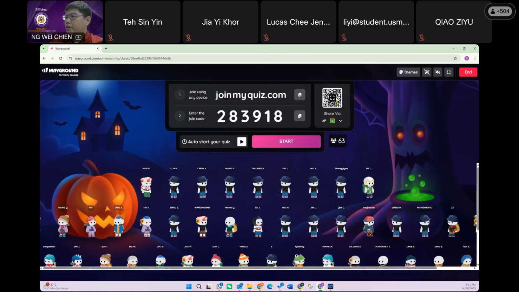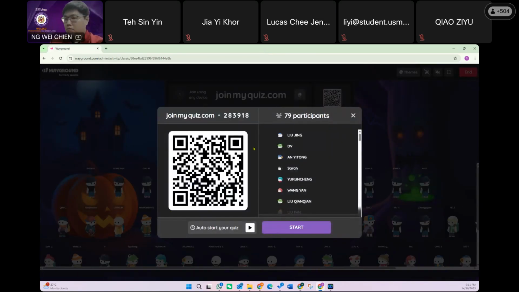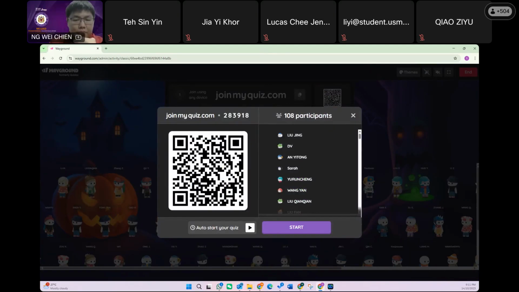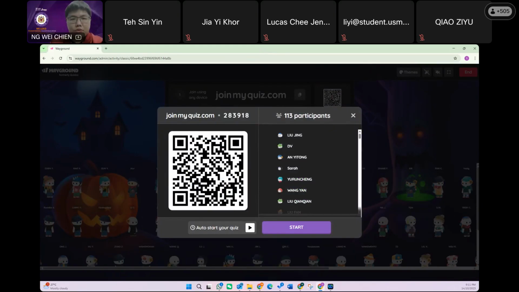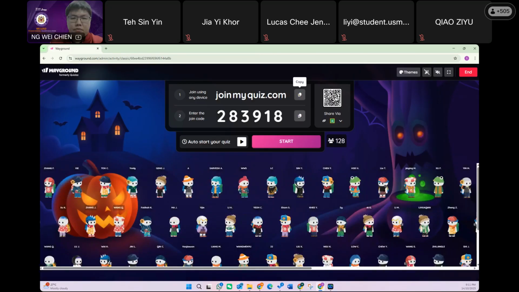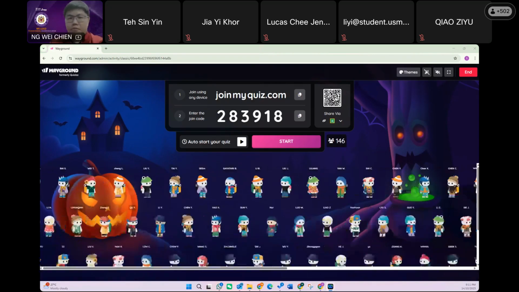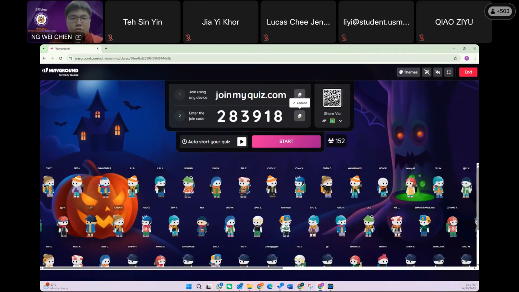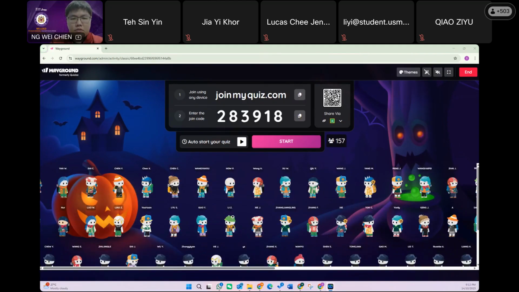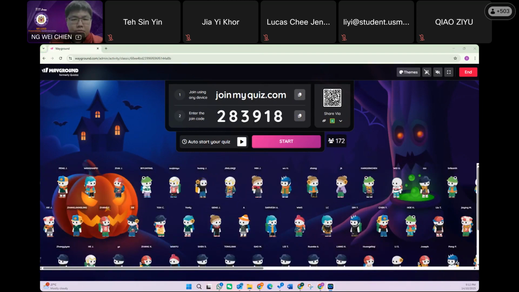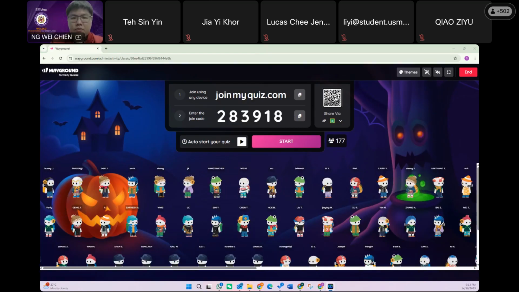You can scan the QR code. Just write the group number, that will do. If you want the link, then use the code. Hey, sorry, give me a second. Then use the code.